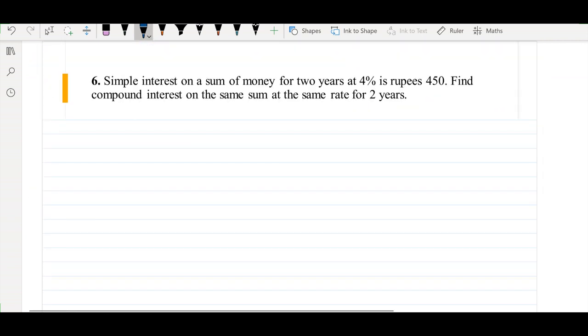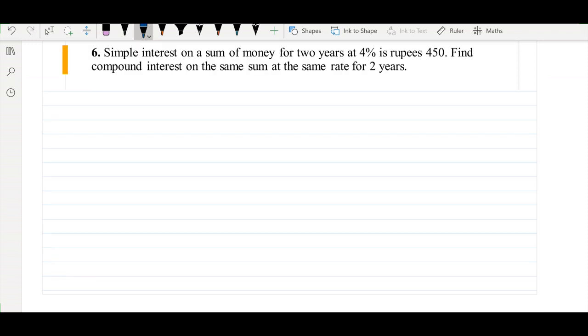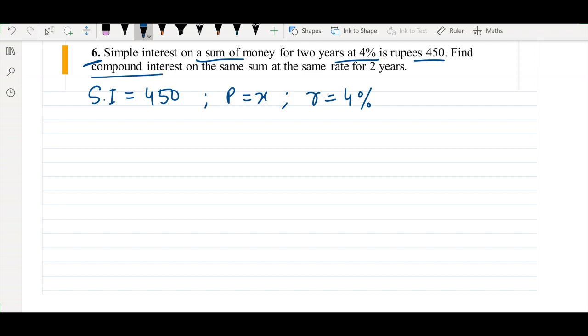So let's discuss the question number 6 also. Sixth question is simple interest on sum of money for 2 years at 4% is rupees this. So simple interest is given, so we can directly write simple interest is equal to 450, and sum of money, so we don't know sum of money, so we can take this sum P as X, and rate is 4%. Find compound interest on the same sum at the same rate for 2 years.